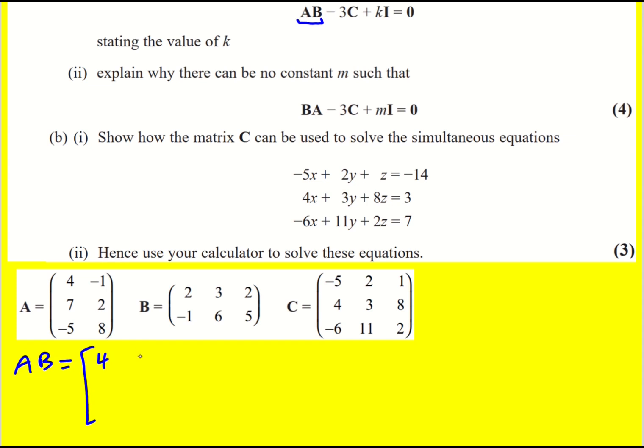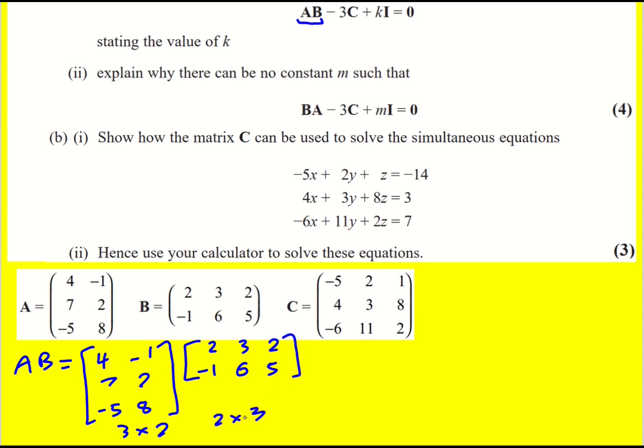is going to be 4, minus 1, 7, 2, minus 5, 8. This is a 3 by 2 matrix, 3 rows, 2 columns. Then I'm multiplying it by 2, 3, 2, minus 1, 6, 5, a 2 by 3 matrix. These two are the same, so we can perform the multiplication. We're going to end up with a 3 by 3. Okay, so first up, I'm going to multiply this row by each of the columns.